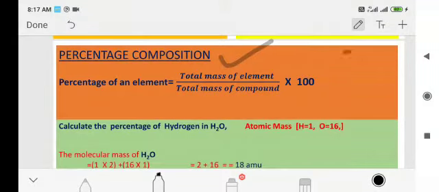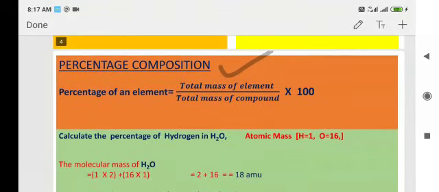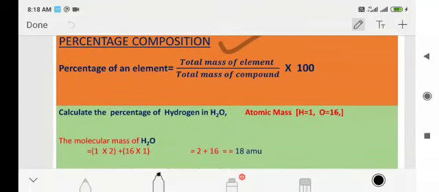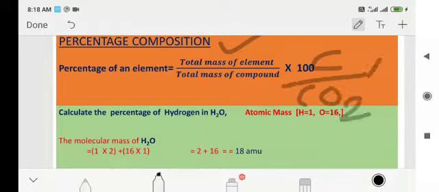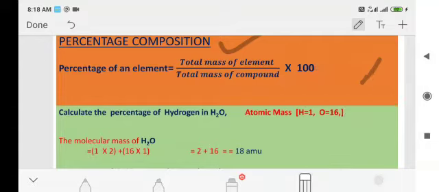Suppose you want to find out the percentage of carbon in carbon dioxide. First of all, you will find out the mass of the carbon. Then you will find out the mass of the carbon dioxide. Then into 100, you will get the percentage. I think it is somewhat clear for you.